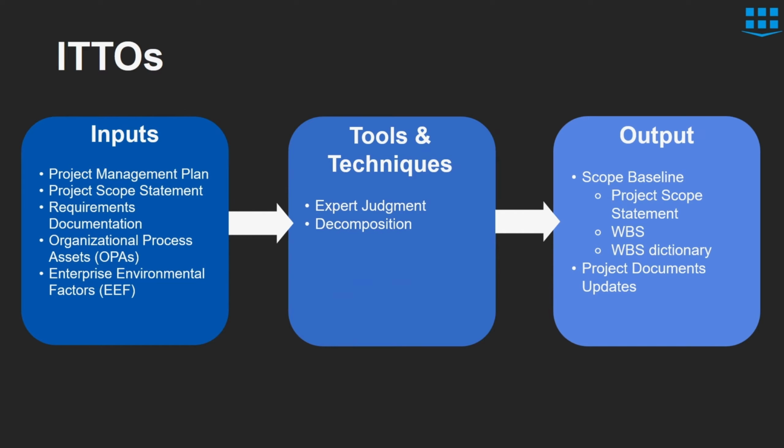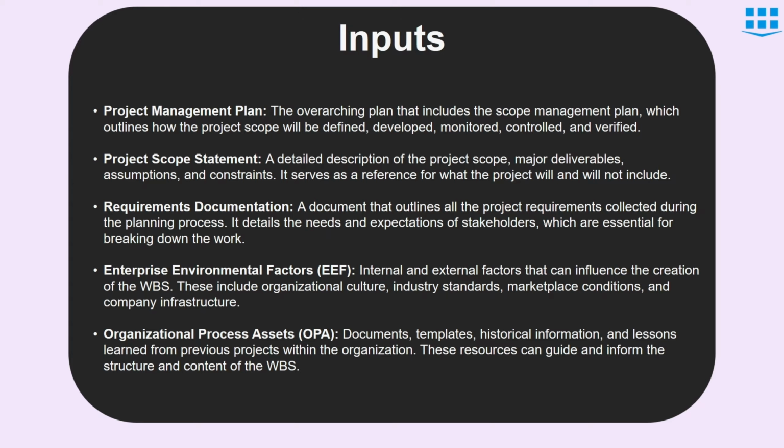In inputs, we have project management plan, project scope statement, requirements documentation, organizational process assets or OPAs, and enterprise environmental factors. In tools and techniques, we have expert judgment and decomposition. And in the outputs, we have scope baseline, which consists of project scope statement, WBS, and WBS dictionary. And we also have project document updates. Now let's discuss inputs of WBS in detail.